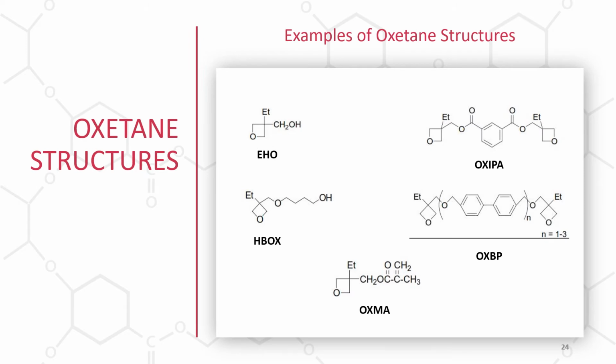Here are some examples of oxetane structures that are commonly used in industry. We have EHO, a really simple system here. HBOX, a little bit larger system here.